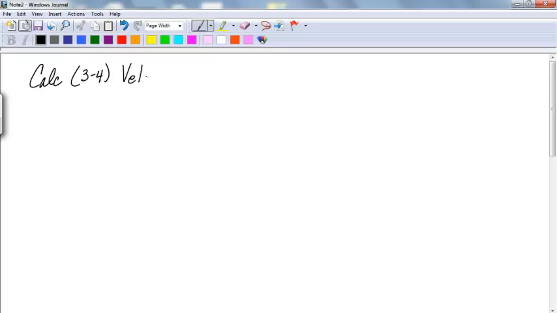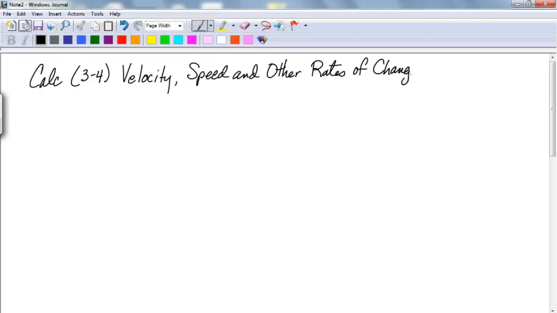Okay, so this will be on velocity, speed, and other rates of change. First, the author goes back and defines average velocity.